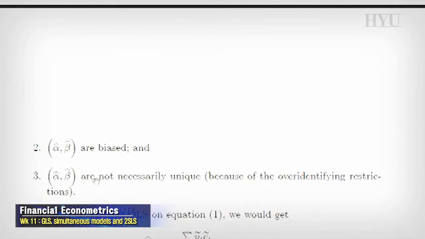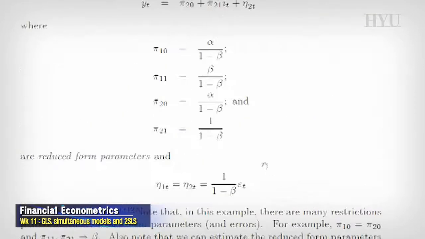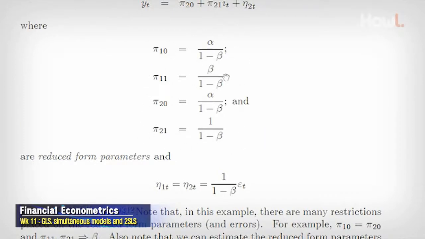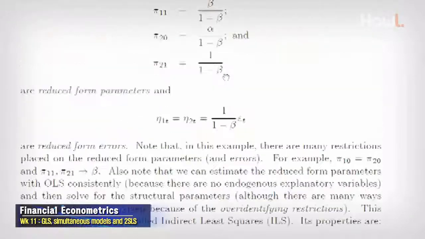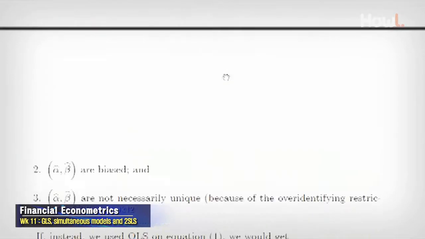And alpha hat and beta hat are not necessarily unique. That's the problem, because of all the over-identifying restrictions. So if we run the regression and estimate these parameters, depending on which equation we use, we will get different alpha and beta. So that's the problem. Alpha and beta are not unique because there are more restrictions than parameters, which is over-identified.